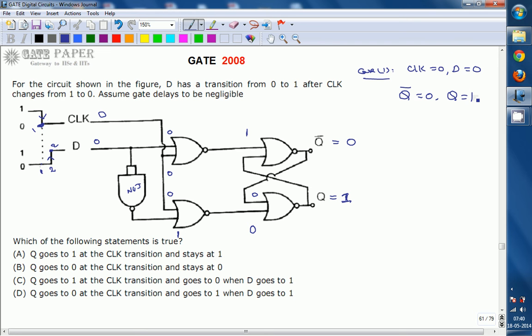Now we will change the inputs. We change the inputs such that we are going for case 2 now.